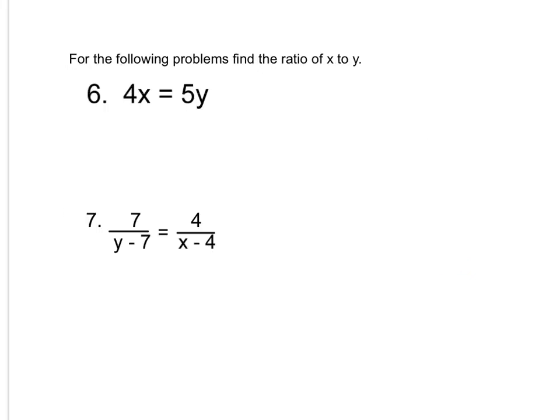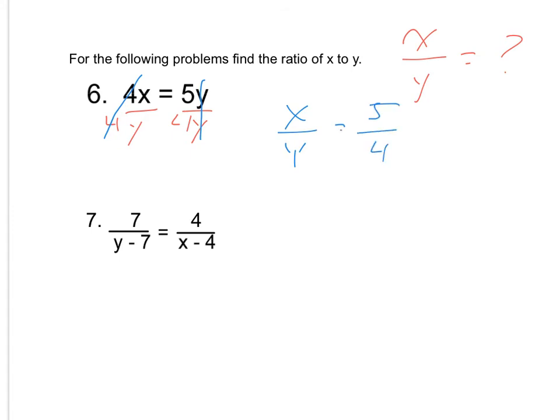Alrighty. Okay, in this problem right here, we're going to solve for the ratio of x to y. So as opposed to solving for x or solving for y, we're solving for the ratio x to y. So I want to know x to y is equal to what? First thing I'm going to do is divide both sides by y, because I want a y on the bottom. And I'm also going to divide both sides by 4 to get rid of the number in front of the x. Now that I've done that, if I switch colors, I can see the 4's will cancel. Also, the y's will cancel. So my ratio, x to y, is equal to 5 to 4.